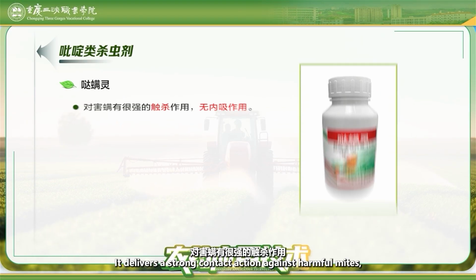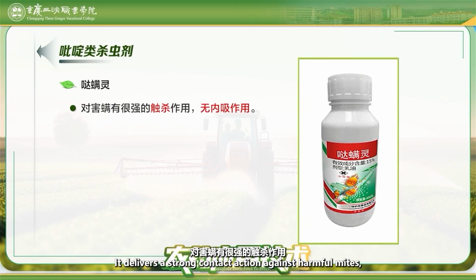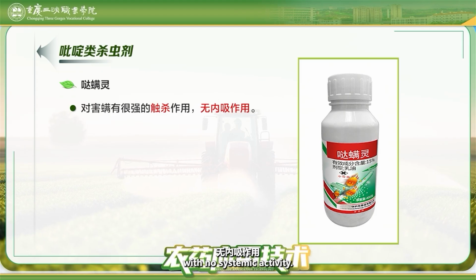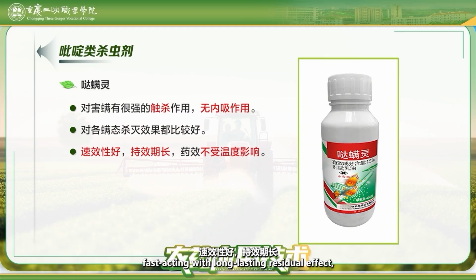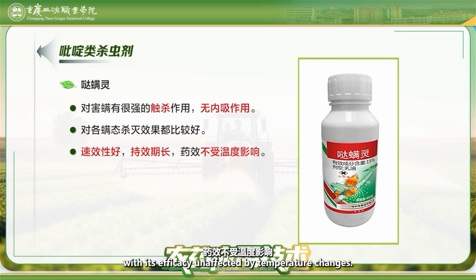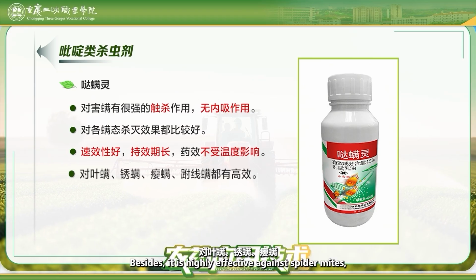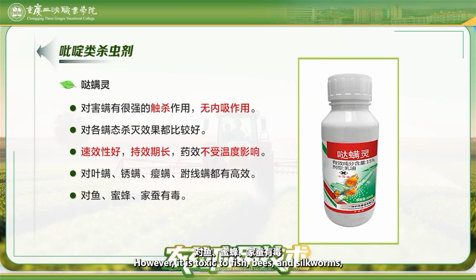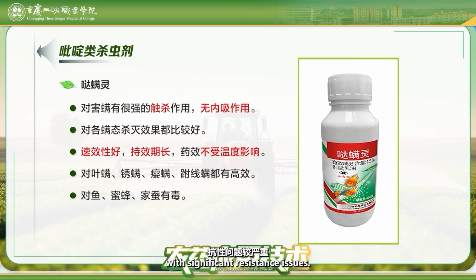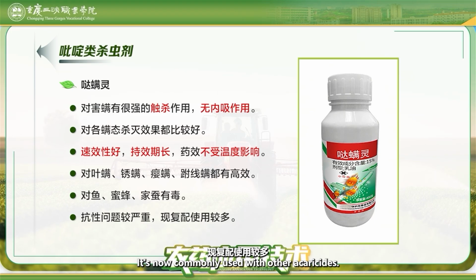1. Pyridaben. It delivers a strong contact action against harmful mites with no systemic activity. It is effective against mites at all stages, fast-acting with long-lasting residual effect, with its efficacy unaffected by temperature changes. Besides, it is highly effective against spider mites, rust mites, gall mites, and tarsonemid mites. However, it is toxic to fish, bees, and silkworms with significant resistance issues. It's now commonly used with other acaricides.